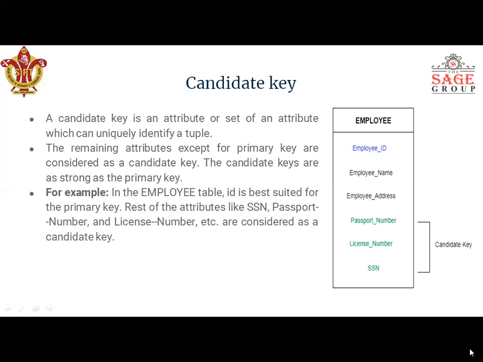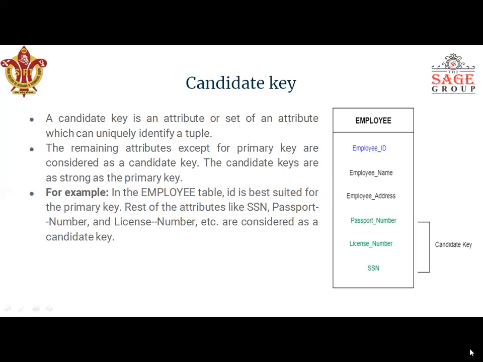So the rest of the attributes, like SSN, that is the social security number, passport number, and license number, etc., are considered candidate keys. Means if the primary key is missing, we can consider an attribute that is unique, cannot be null, and cannot be altered, so that key is considered a candidate key. In the second paragraph, we have already seen the remaining attributes except for the primary key are considered candidate keys. So this is about the candidate key.